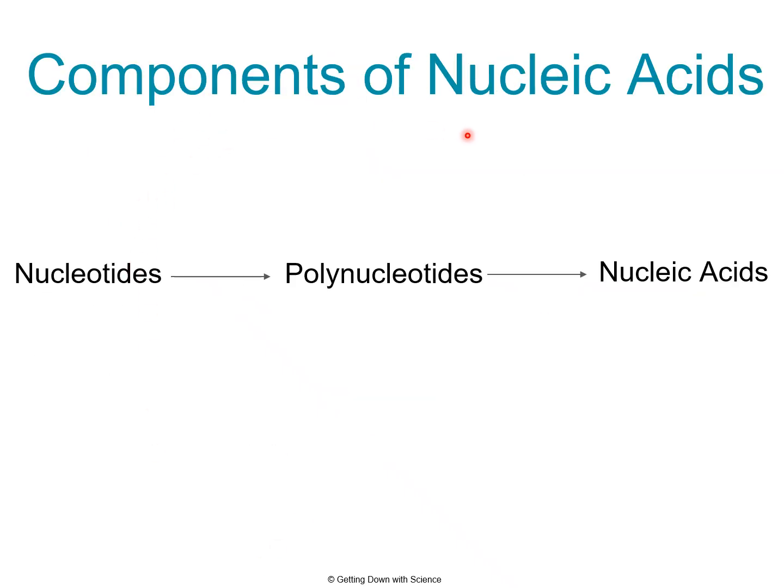Components of nucleic acid. So nucleic acid is made up of nucleotides. So nucleotides are the monomers. Several nucleotides form polynucleotides, and many polynucleotides will form what we call nucleic acid. So we have monomers, and then the polymers, and then those polymers will lead to what we call nucleic acid.